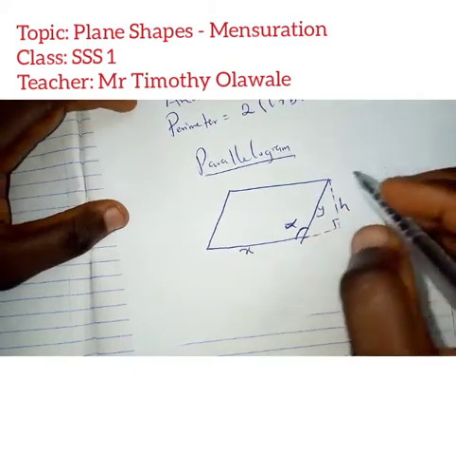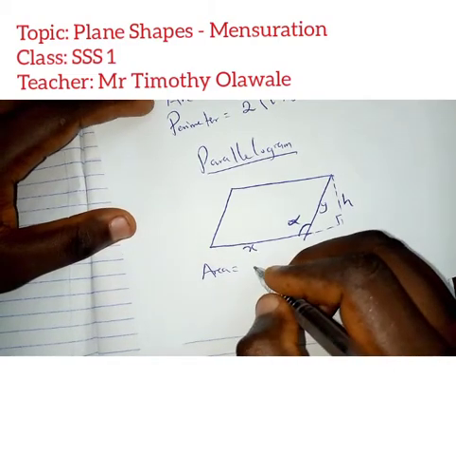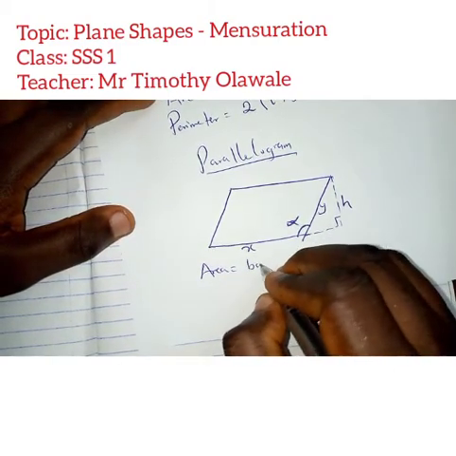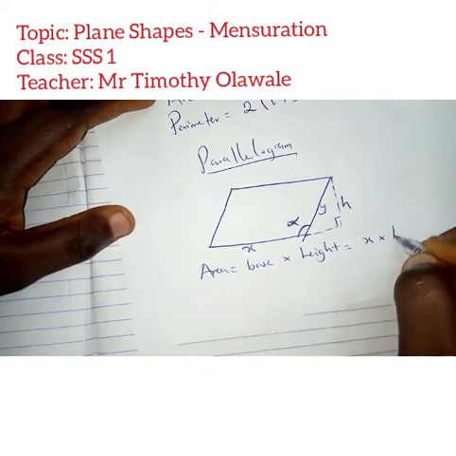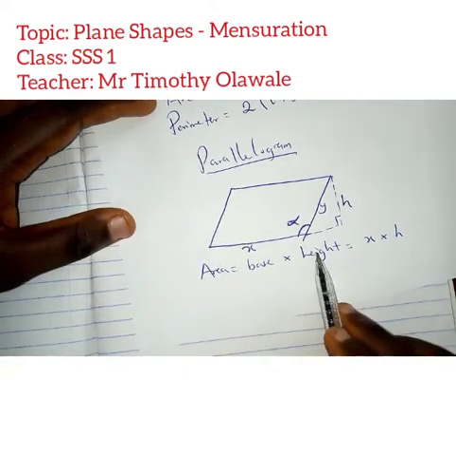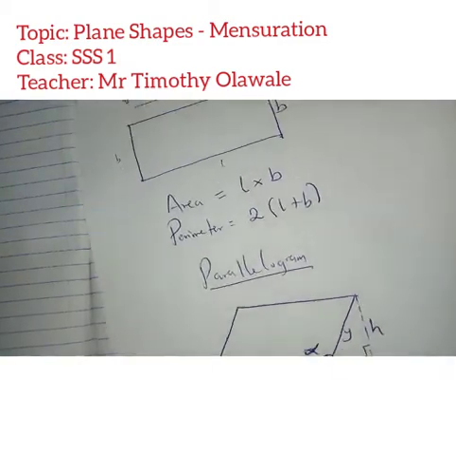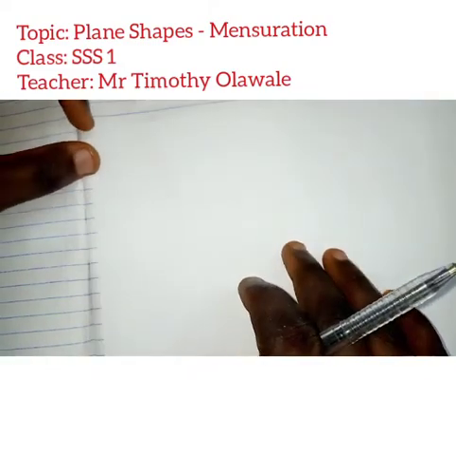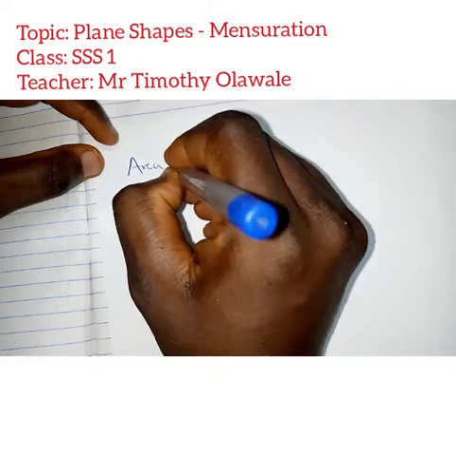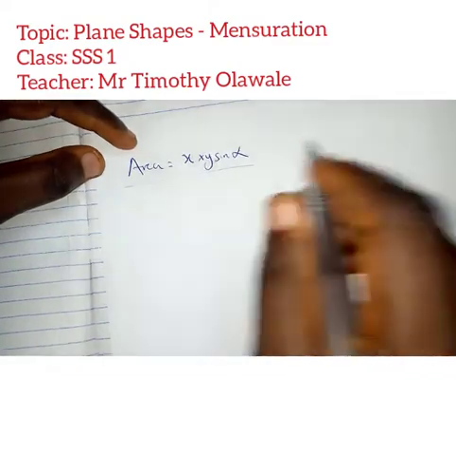Now the area of a parallelogram is base times height. So in this case, it is X times H, as the case may be, the base times height. I get what I'm trying to say. Apart from that, X times H, we can also say the area of a parallelogram is X times Y sine alpha.